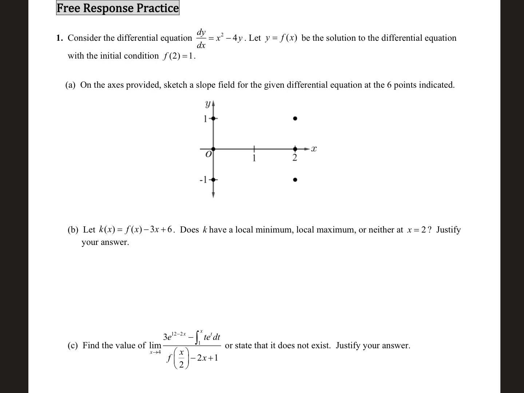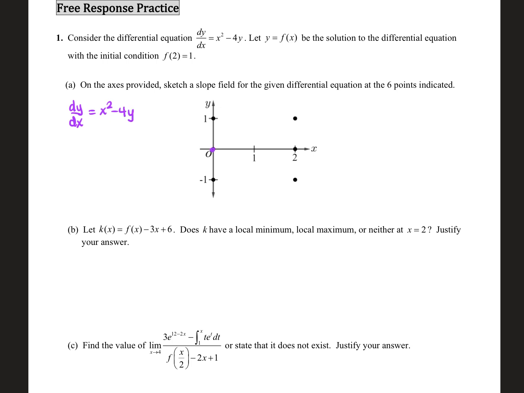Okay, so we have a differential equation. We have an initial condition. First thing they want is our slope field. So all we're doing is plugging in the points. So here we have dy dx is going to be equal to x squared minus 4y. We have different points they want us to do.